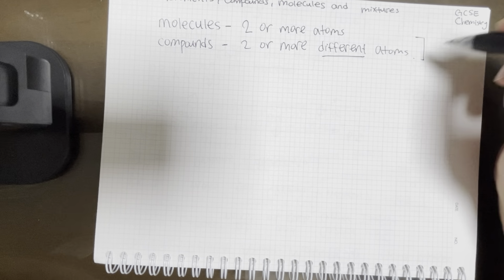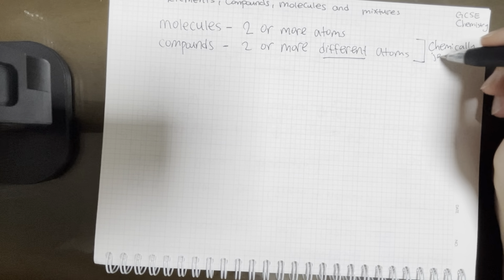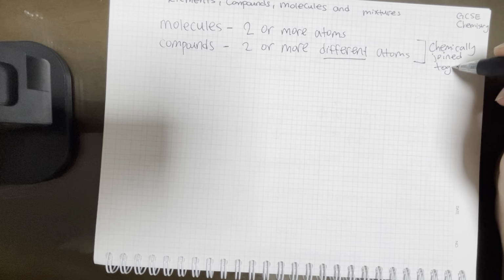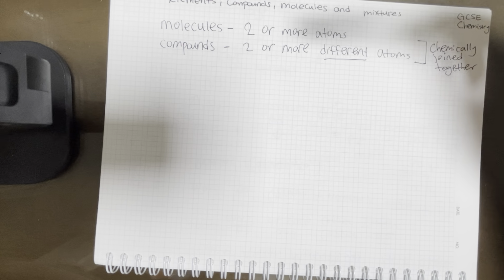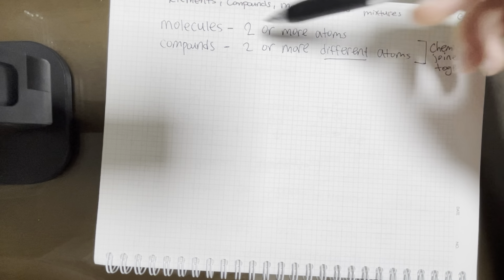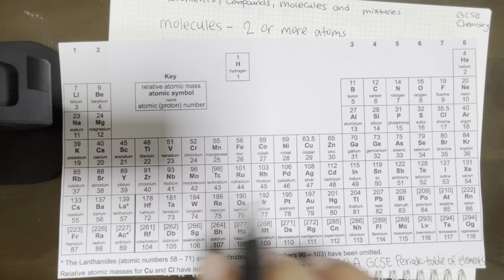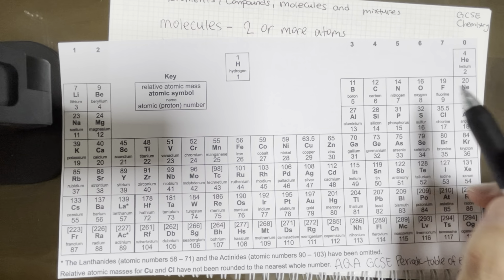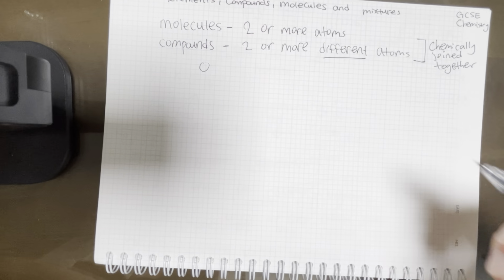And these both are chemically joined together, so they're chemically bonded. Molecules are two or more atoms that are chemically joined together, and compounds are two or more different atoms that are chemically joined together. So what do these mean? Two or more atoms means, as aforementioned, oxygen is made up of one type of oxygen atom, right? So two or more atoms just means more than one oxygen atom.